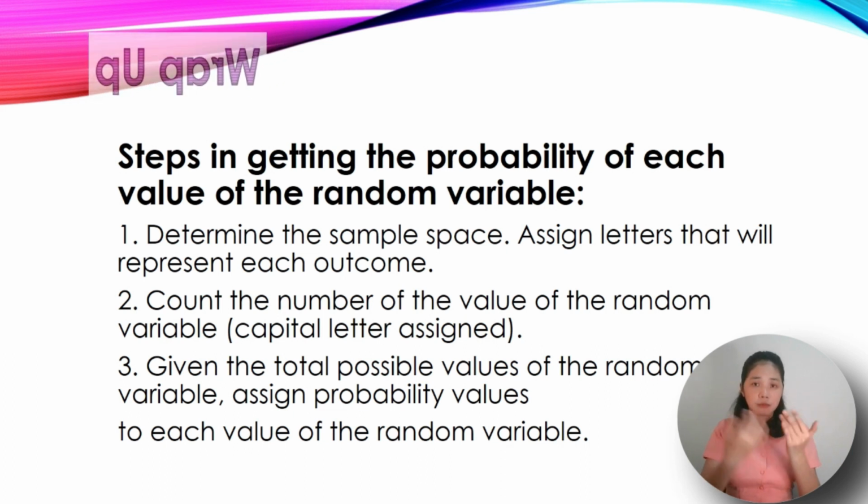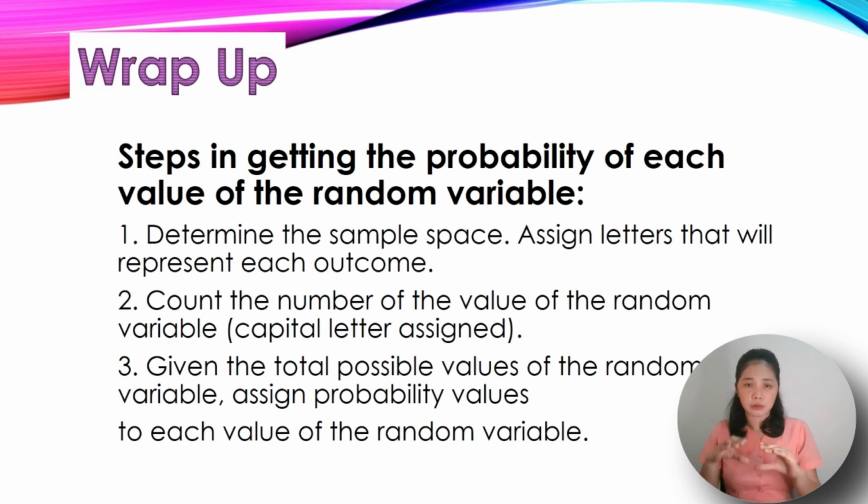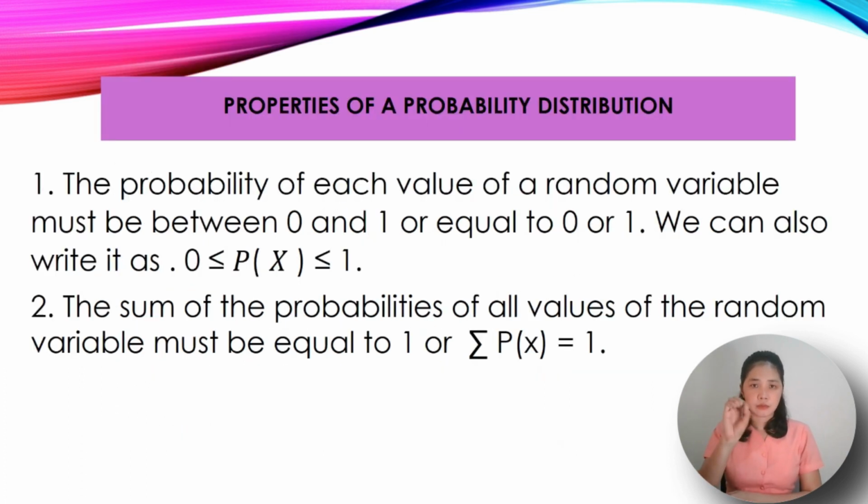Again, to wrap up the discussion for today, to get the probability of each value of the random variable, we have the following steps. Number 1, determine the sample space. Number 2, count the number of values of the random variable. And number 3, give the total possible values of the random variable, assigned probability values to each value of the random variable. The properties of a probability distribution are: Number 1, the probability of each value of a random variable must be between 0 and 1 or equal to 0 or 1. And number 2, the sum of the probabilities of all values of the random variable must be equal to 1.